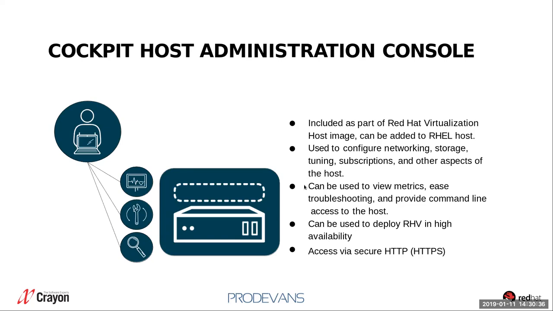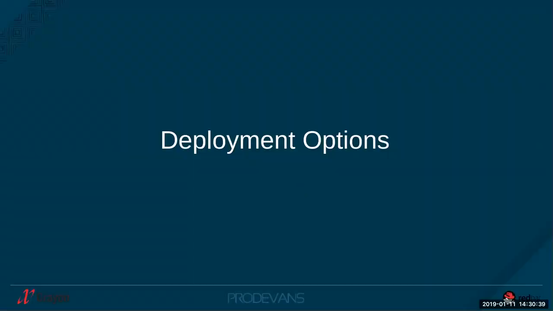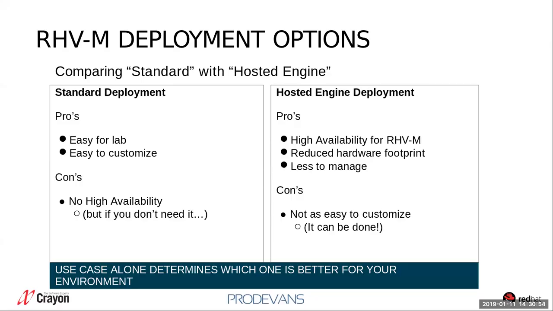Okay, so the next is the deployment option. The deployment comes in two ways: one is a standard deployment and one is a hosted engine deployment. Here you can see the Red Hat Virtualization Manager deployment options, comparing standard with hosted engine. So there are two types of deployment: one is standard, one is hosted engine.